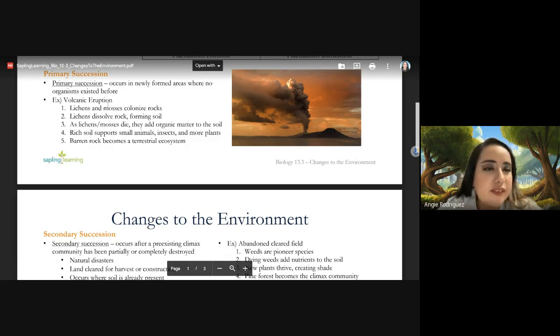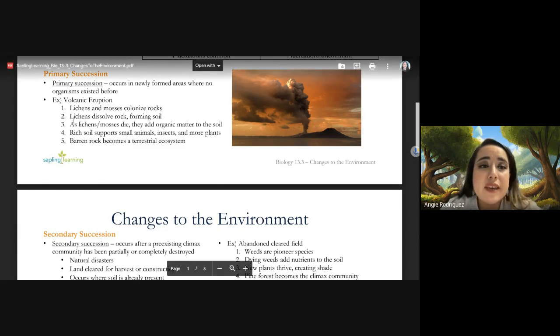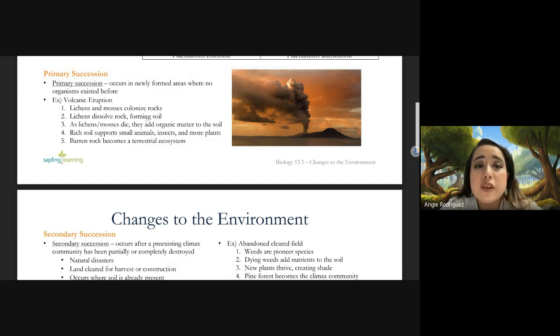So let's say a volcanic eruption happens. So what are the steps? In step number one, you have your pioneer species, or the ones that are first to show up to start up the community again. This includes lichens and mosses that are going to be growing on rocks or colonizing on rocks. Once my lichens start to dissolve, that's called weathering, they're going to start to form soil. So slowly but surely, we're going to start to build up our community again.